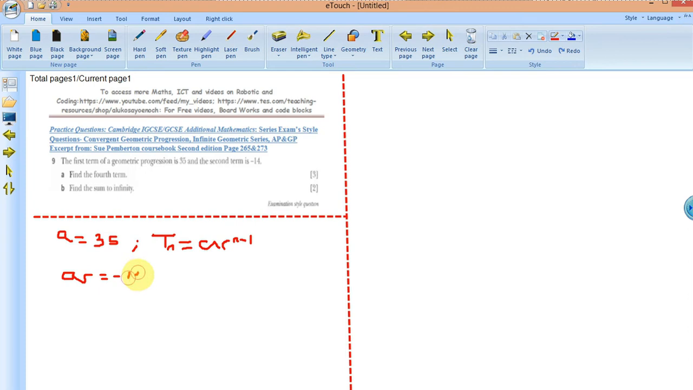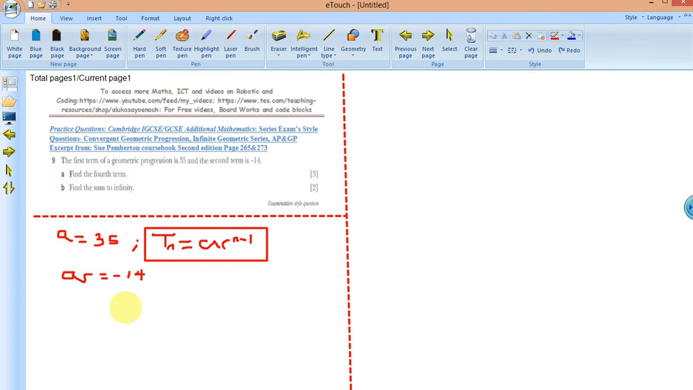I don't know if I should put this in a rectangular box, since it's just like a formula to remember. You understand how I come about my A and AR, guys. A is the first term. Let's tag this one equation 1. I need not do that, but I just want to follow it because my students like it. So this is equation 1, and AR is the second term.